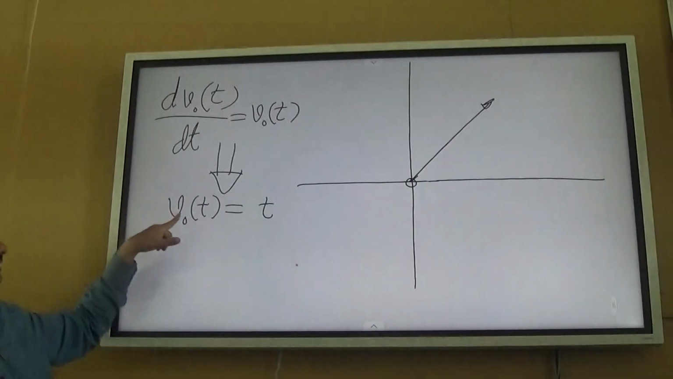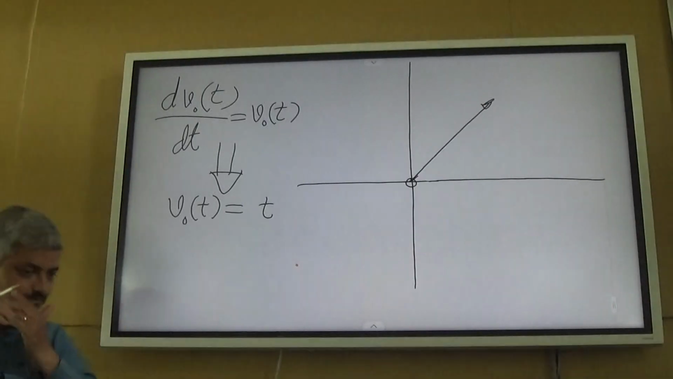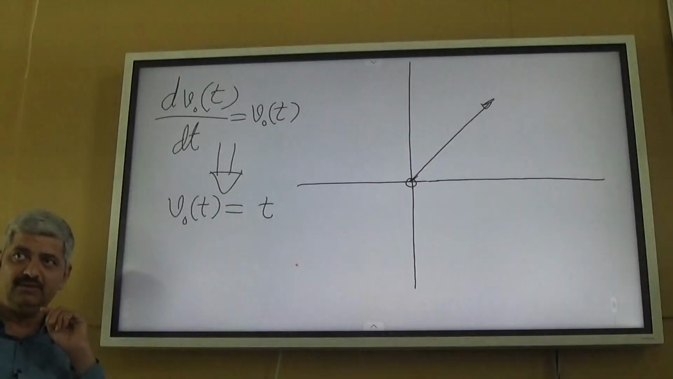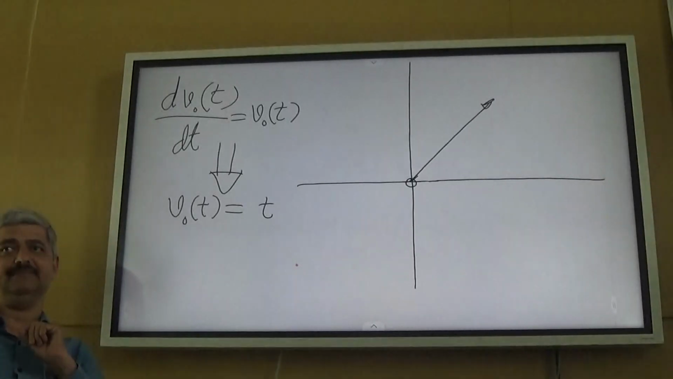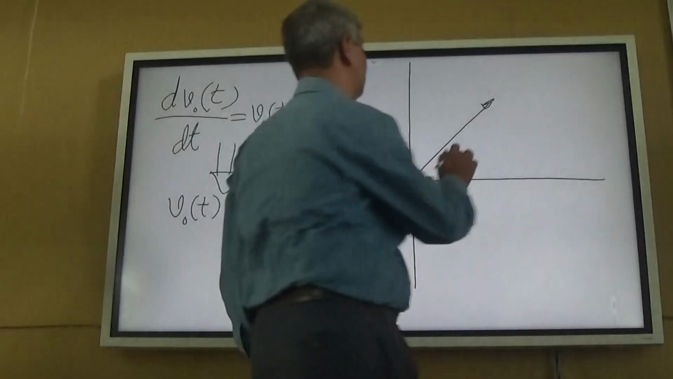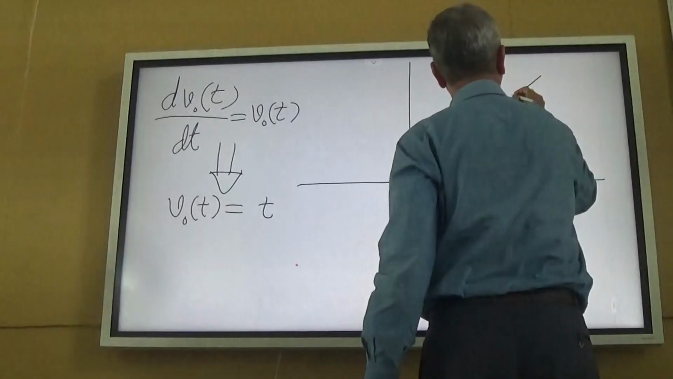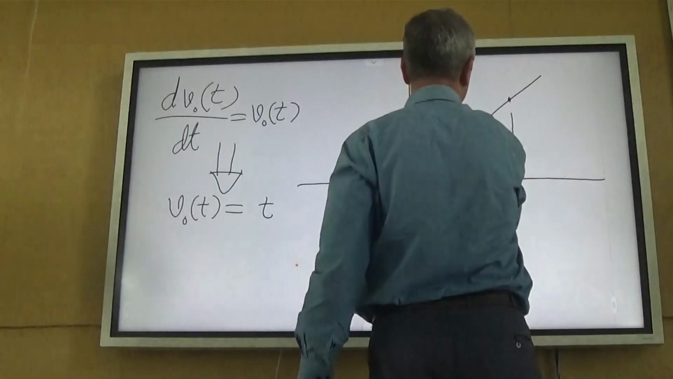So VOT equal to T. What is dVOT by dt? 1. dVOT by dt is 1. So this can't be the solution. So dVOT by dt equal to 1, and dVOT by dt equal to VOT. Now this point, I will map the points appropriately. This is the point we are interested in. Very interesting point: 1, 1.